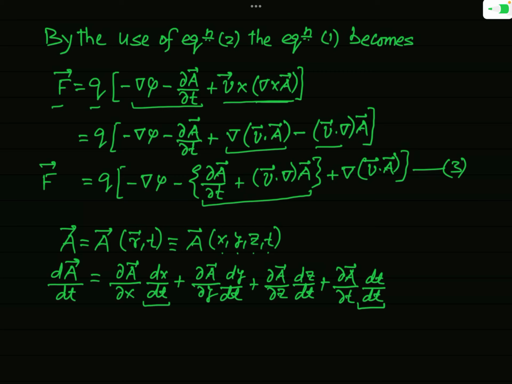And what is this dx by dt? You know this dx by dt is vx. This is actually the x component of velocity. Similarly, this dy by dt will be written as vy, which is y component of velocity vector v, and dz by dt will be written as vz, which will be actually the z component of velocity vector v. So you can write this expression as, instead of this dx by dt, I have written here vx. So this is vx del A by del x.